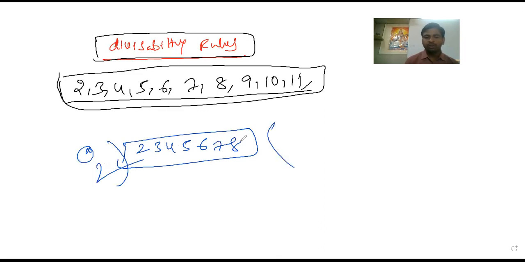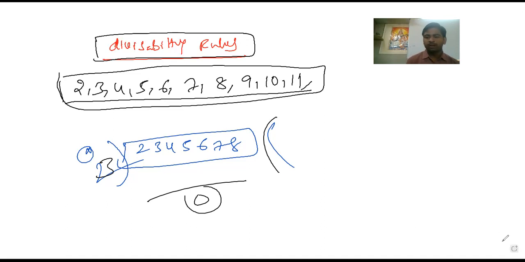So without doing this division, by seeing a number and using logic, we need to say whether this number is divisible by 2 or not, divisible by 3 or not. People will do this division, but don't do this. Without it, we use logic. So what are the logics we can use for the divisibility of each table? Let us discuss.